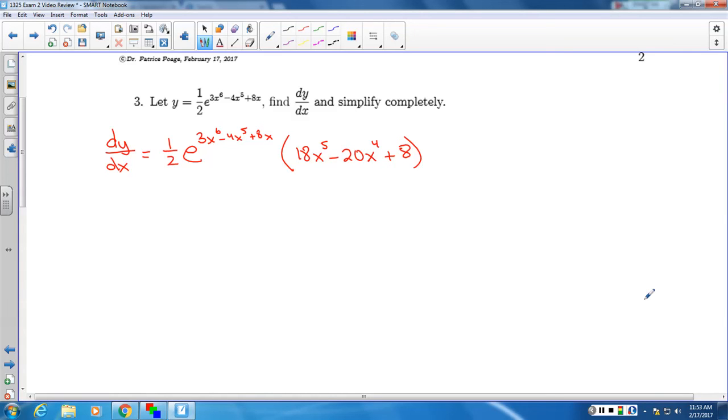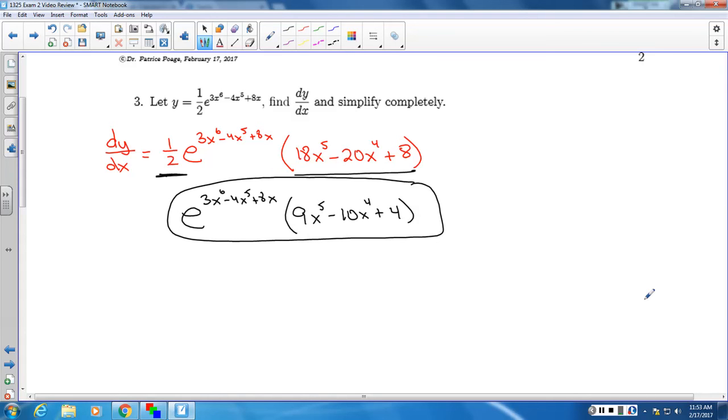Now the only thing I can do to simplify is I can multiply the half into all this over here. And so my e term will stay the same. And then half times 18 is 9. Half times 20 is 10. And half times 8 is 4. So there's number 3.